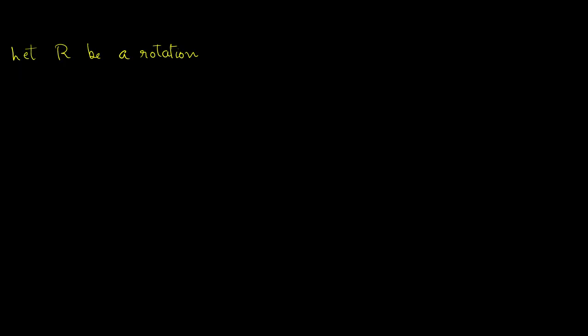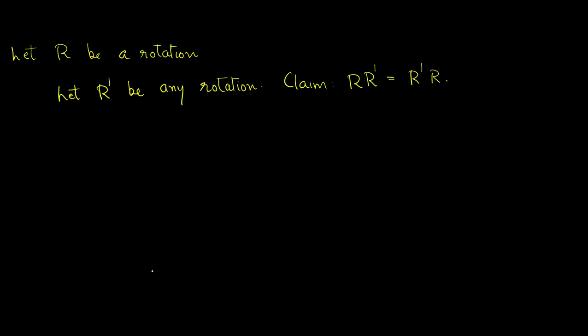So let R prime be any other rotation. Then my claim is that R into R prime will be the same as R prime into R. Now, why is this so? Consider Dn. In that, consider the rotation by 360 divided by n.